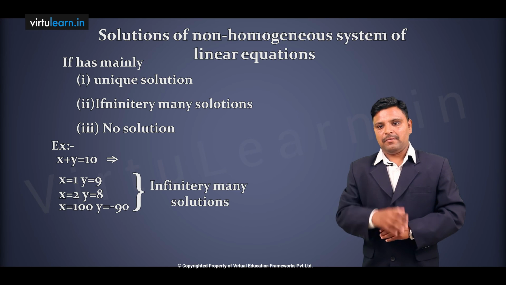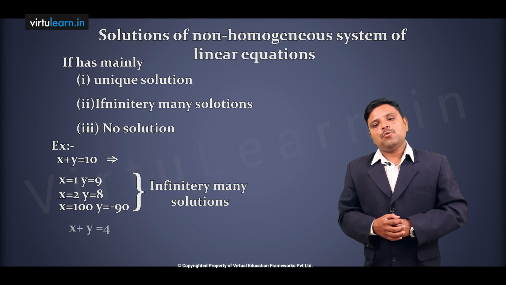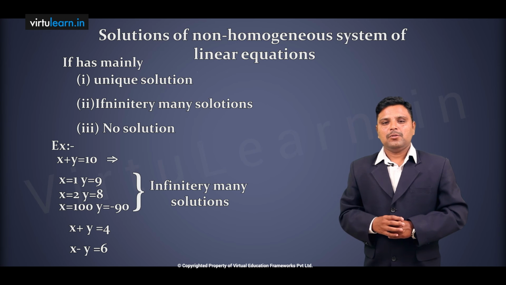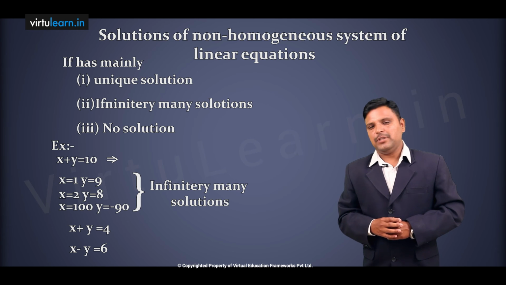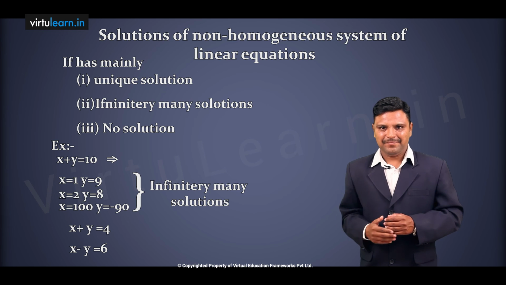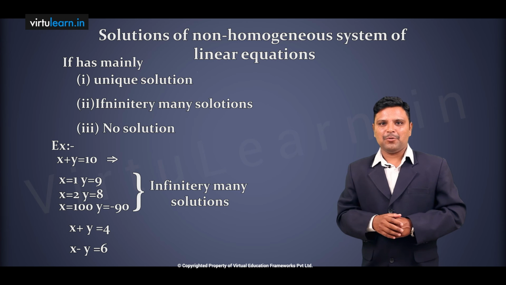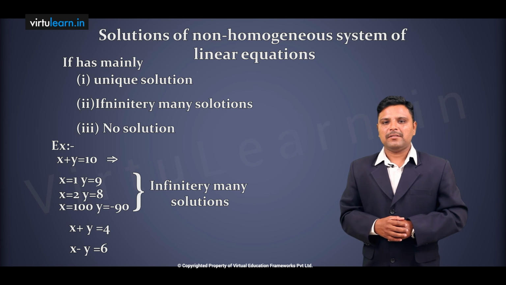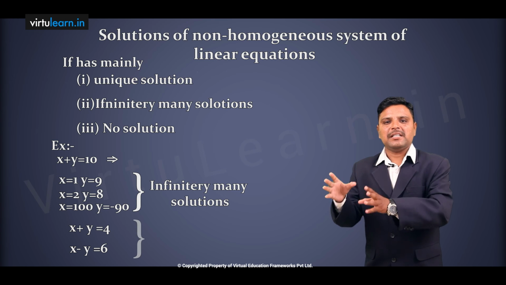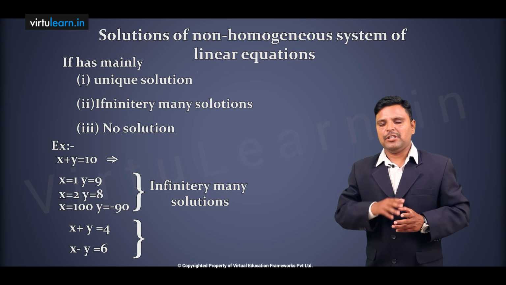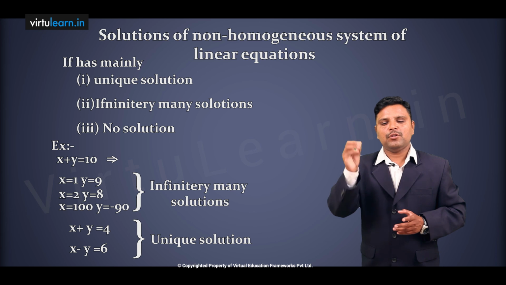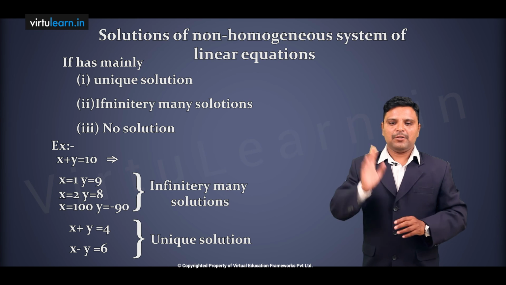Right? Now another one. x plus y equal to 4 and x minus y equal to 6. I have taken a set of two linear equations in terms of x and y. While solving, adding them, y cancels, 2x equal to 10, x equal to 5 and y equal to 1. This means only one solution, so this type of solution is nothing but a unique solution. There is no other solution except x equal to 5 and y equal to 1 for this system.